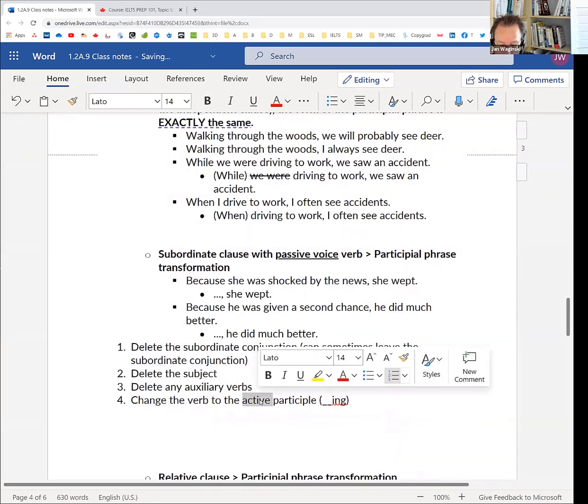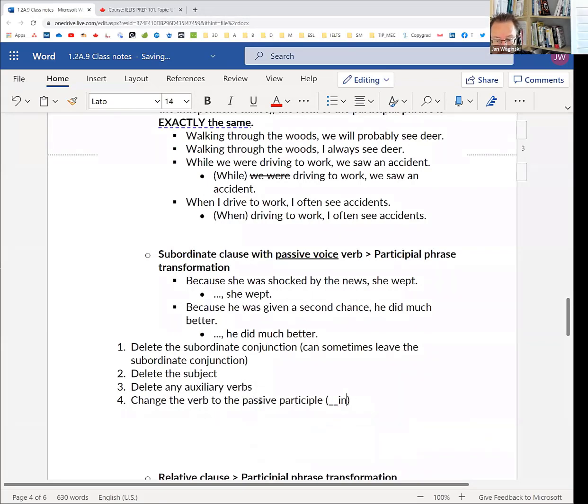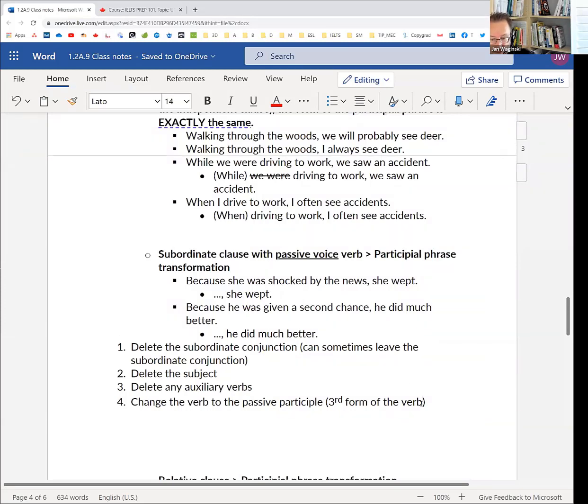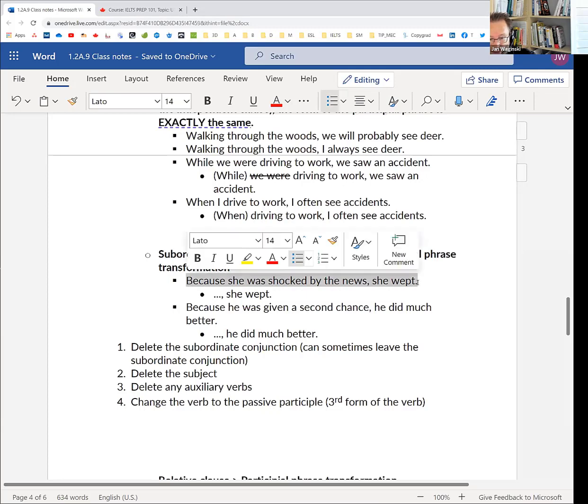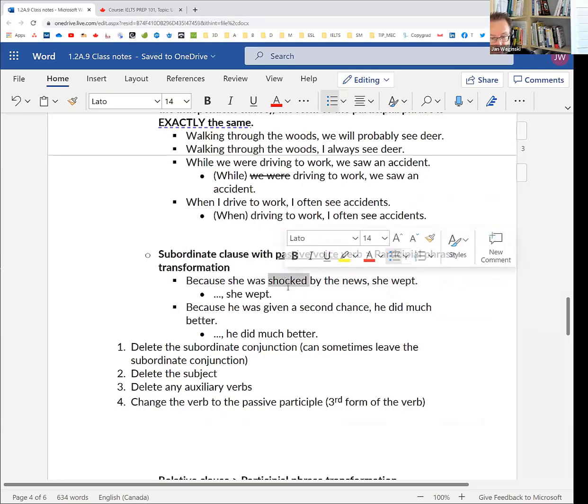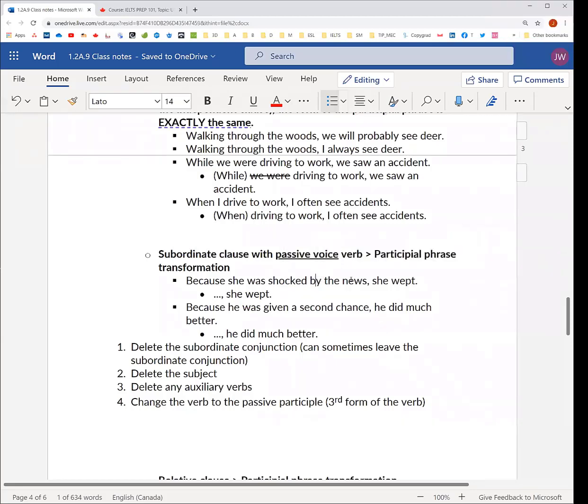To the passive participle, and that'll be the third form of the verb. Like give, gave, given; take, took, taken. It'll be that form. Here, because she was shocked by the news, she wept. Shocked is passive. Shocked by, right? That's your clue. Amar, how do we transform this to a participial phrase?